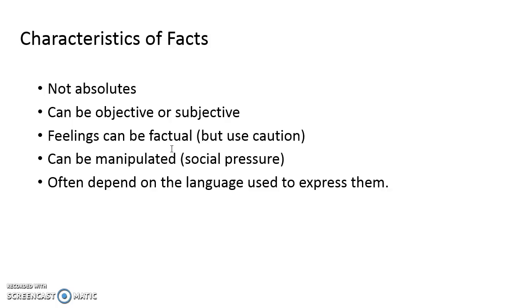Sometimes we don't understand or are misled by our own feelings. Say, for example, anger. Anger is an emotion or a feeling that is often a disguise for other feelings or emotions, like sadness or depression. So feelings we have to be very careful with, but they can be factual.